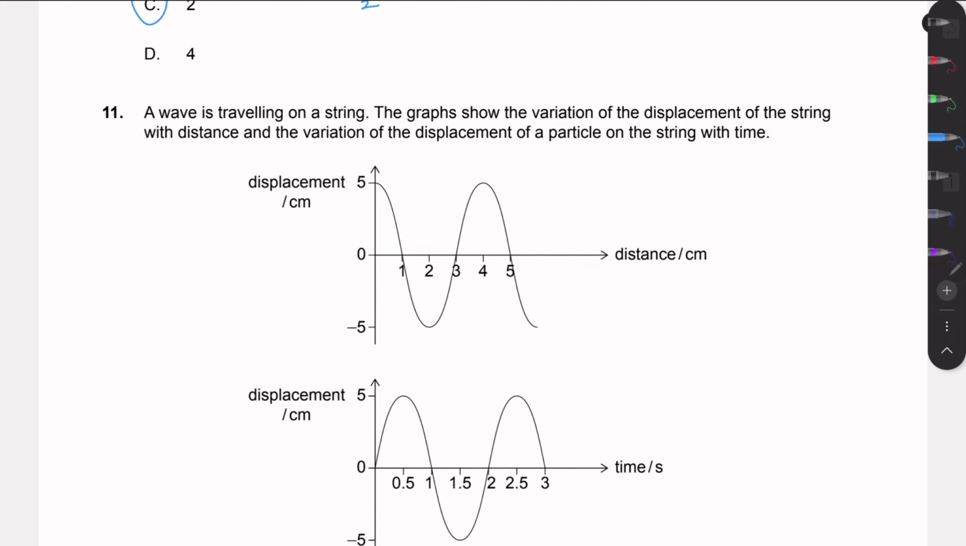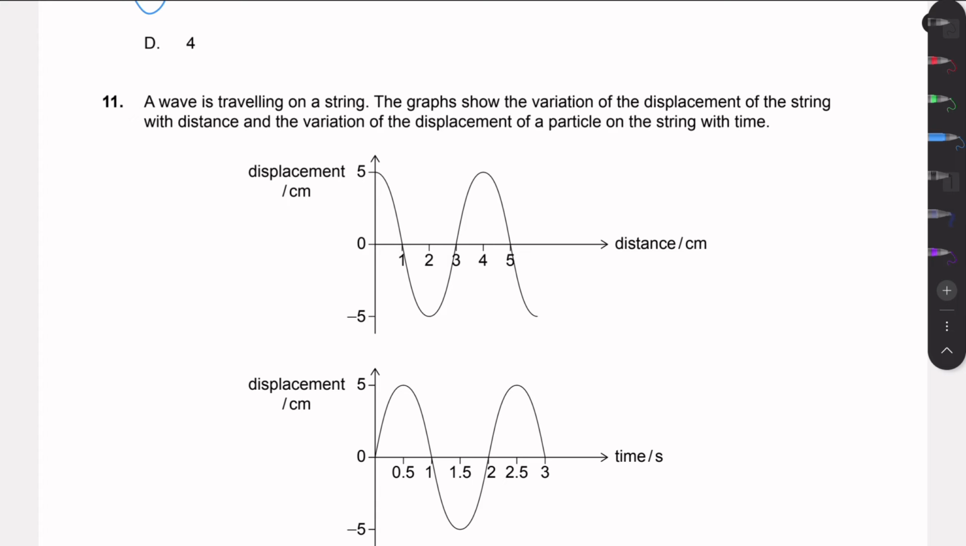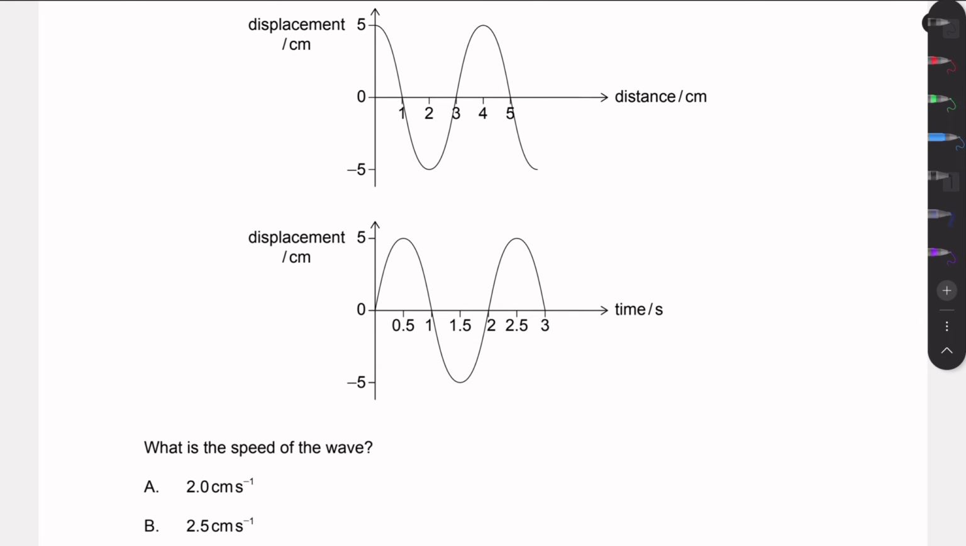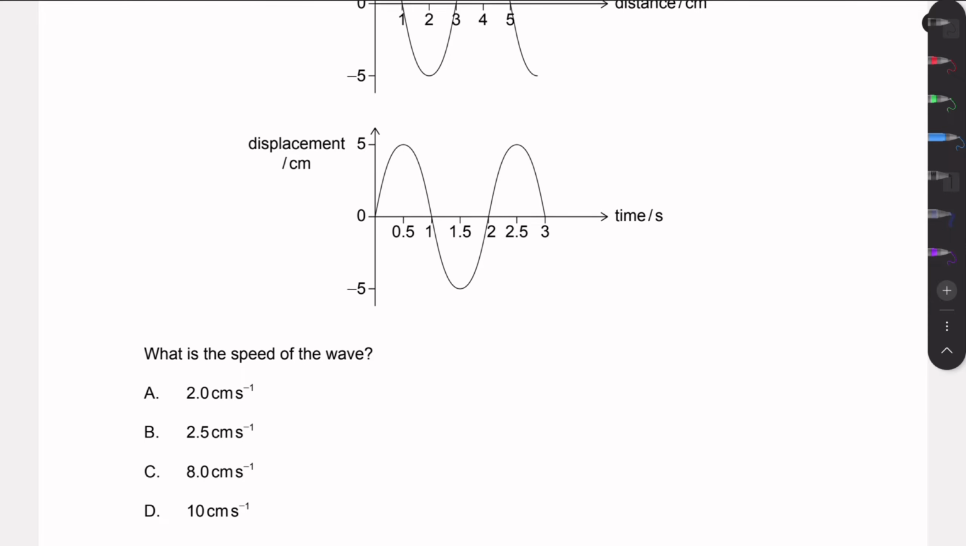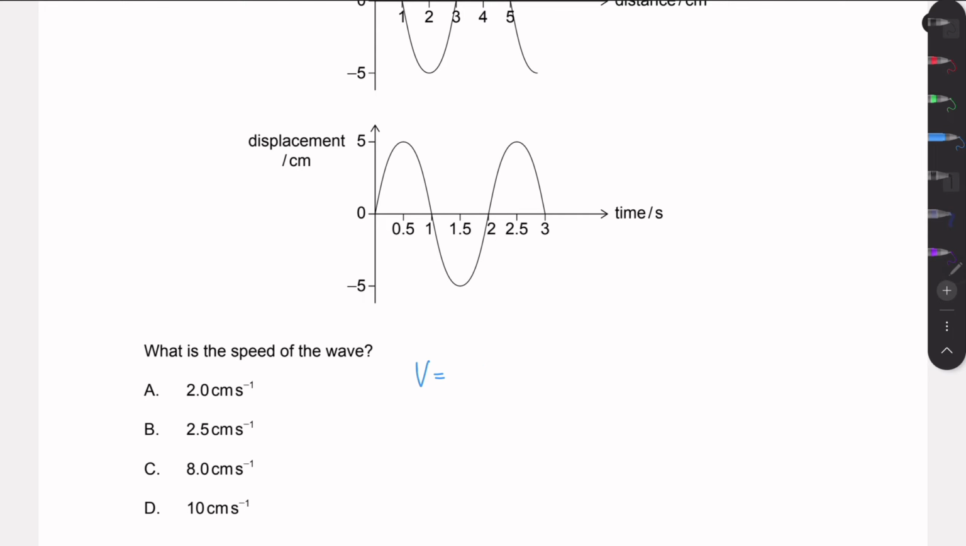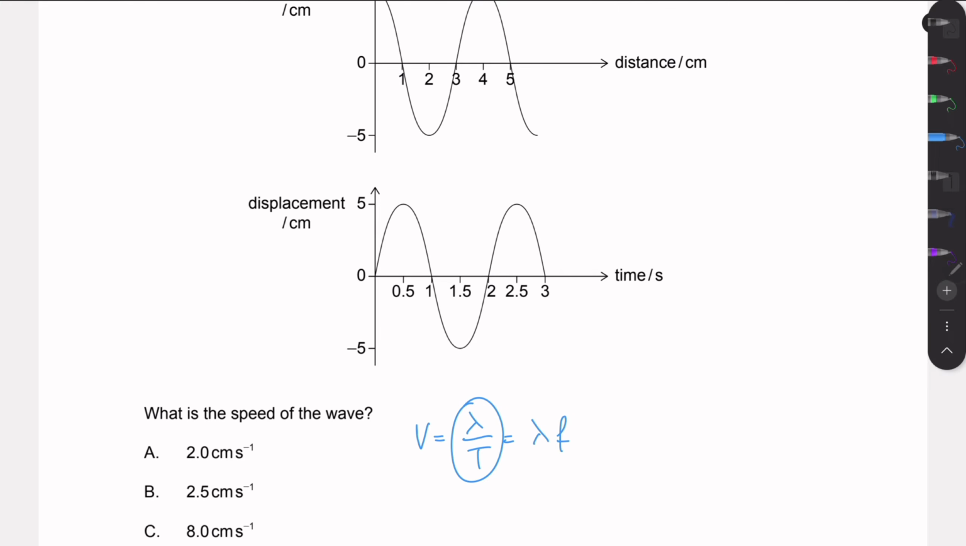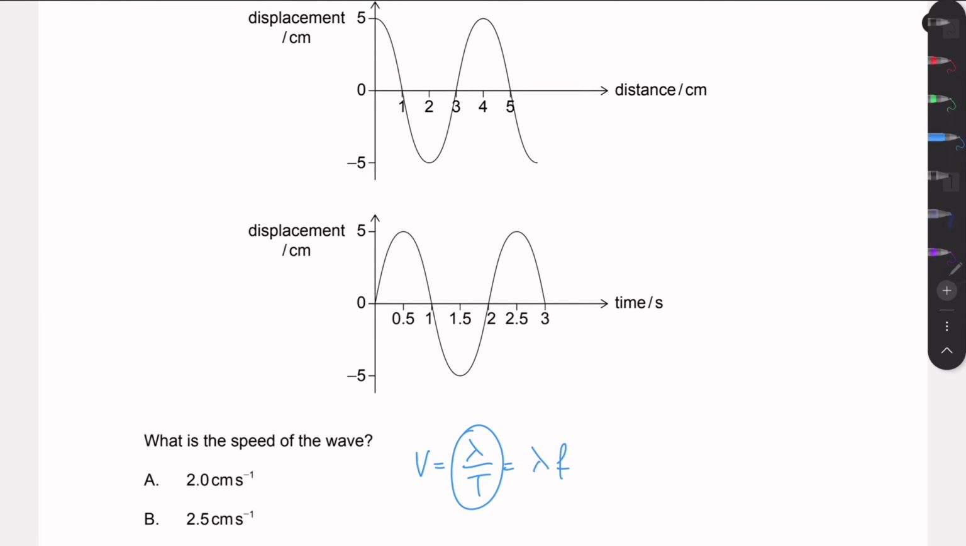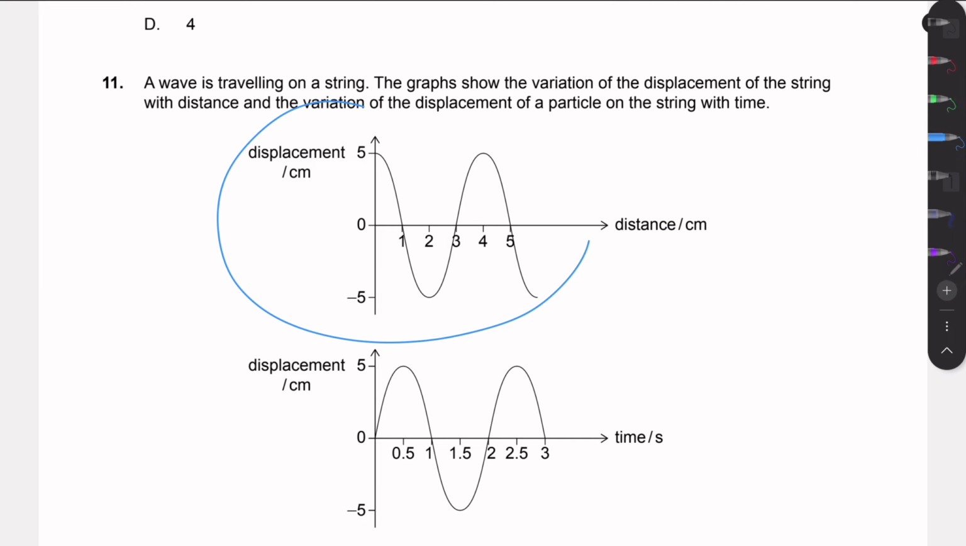So in this question, we're told that a wave is traveling on a string. The graph shows the variation of the displacement of the string with distance and the variation of displacement of the particle with time, and we need to calculate the speed of the wave. Well, for speed, we need the wavelength and the period, or the wavelength and the frequency, but here it is going to be easier, as it's easier to tell the period here just from the graphs. So this graph is just like a picture of the wave. It's like we look at the wave from the side and we just take a picture.